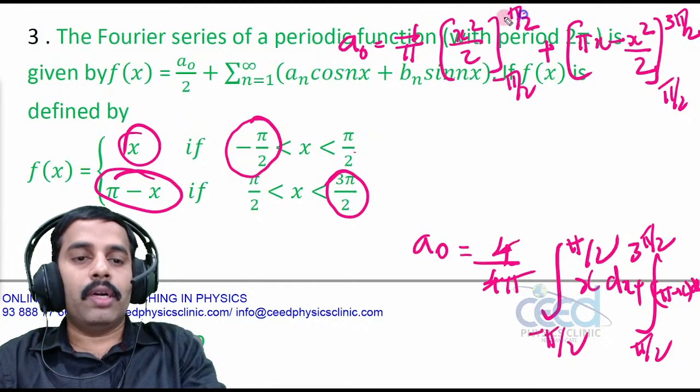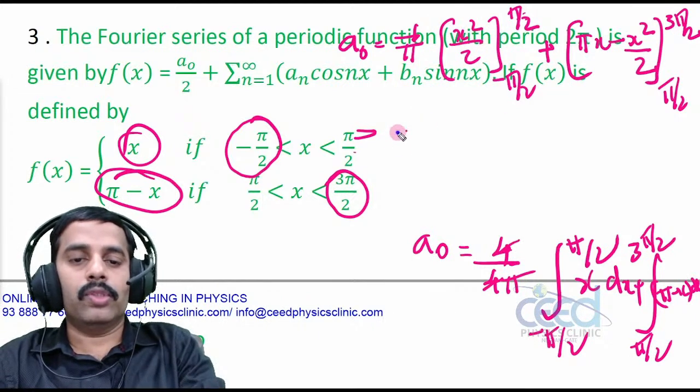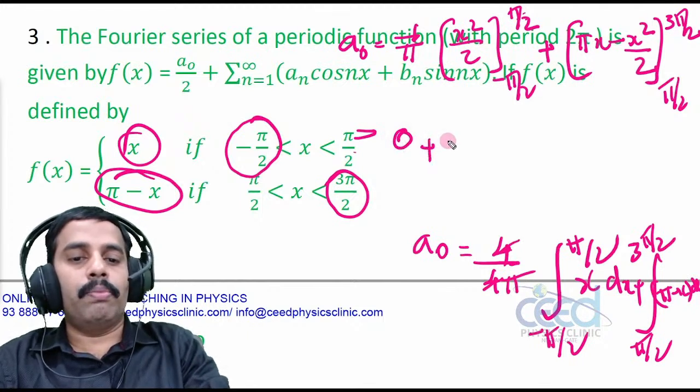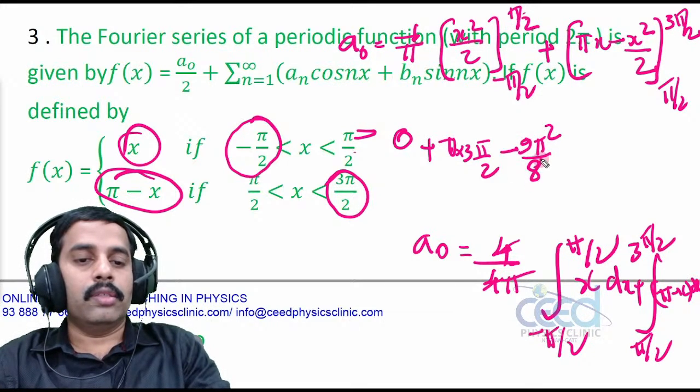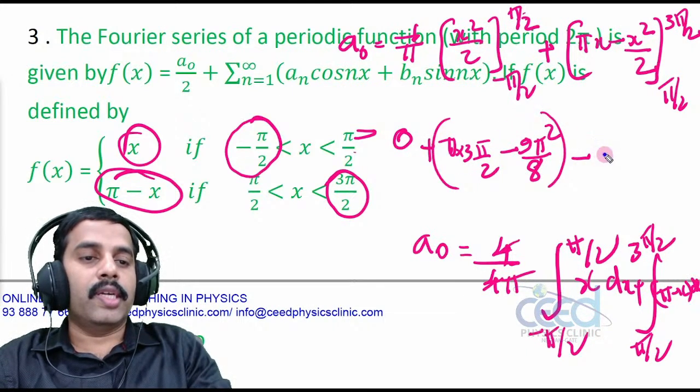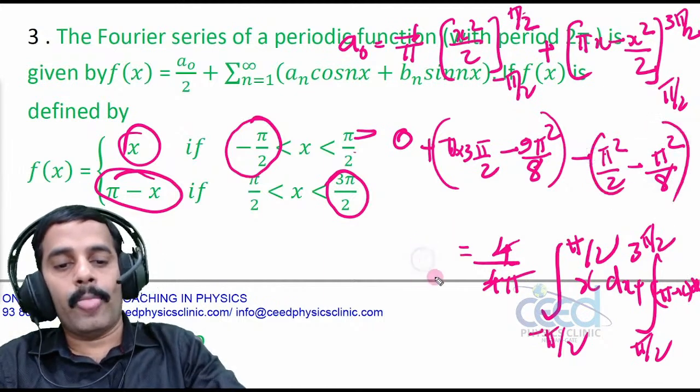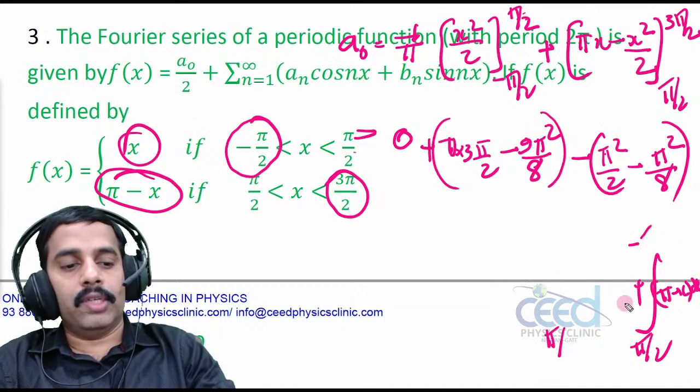Now when I substitute, this part will be 0, right? Pi by 2 whole square will be positive, and minus pi by 2 squared, so this term is 0. Here if I give pi into 3 pi by 2 minus 3 pi by 2 the whole square by 2, that is 9 pi square by 8, alright? That is the upper limit minus the lower limit, that is again pi square by 2 minus pi square by 8, alright? So this will be the final answer that we are expecting.